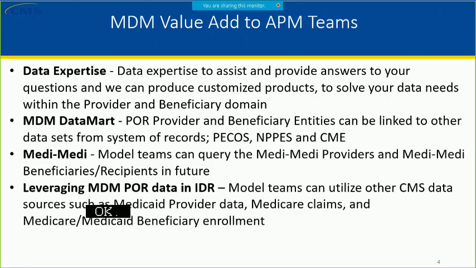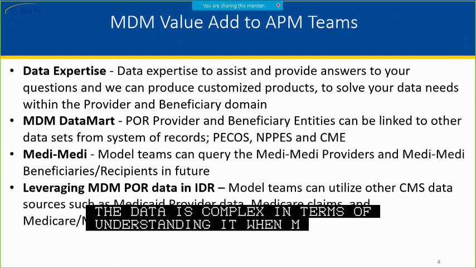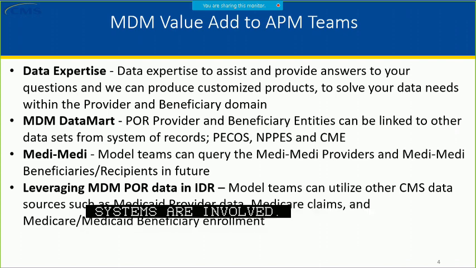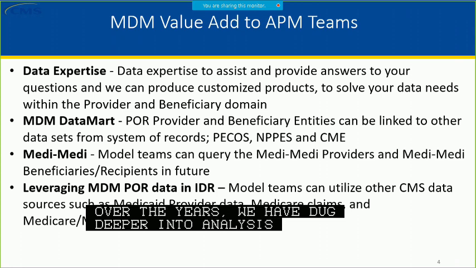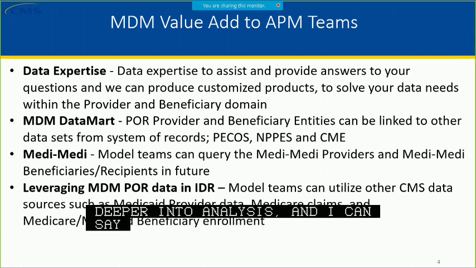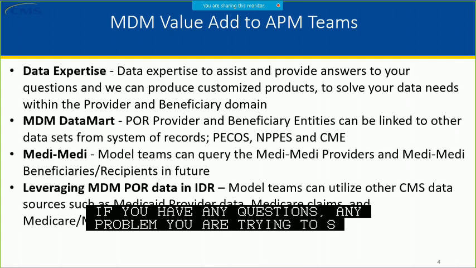So yeah, we have data from different domains, and what it means to the advanced payment model team. The first thing I would like to highlight is the data expertise. Provider data is very complex in terms of understanding the grain of data when multiple systems are involved. PECOS has a way of capturing provider data, likewise NPES has a way of capturing it, and bringing that all into one bucket for users to use with simple queries is quite challenging. Over the years, we have dug into a deeper analysis, and I can say that we have that expertise. If you have any questions or any problem that you're trying to solve with provider and beneficiary data, please feel free to reach out to us, and we can definitely help you in that area.